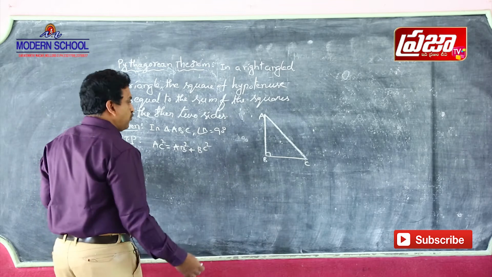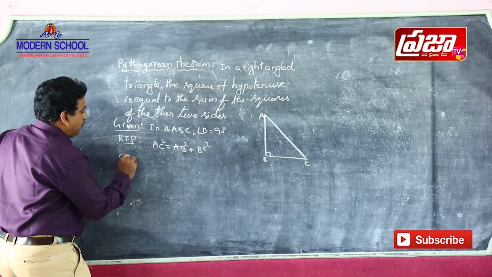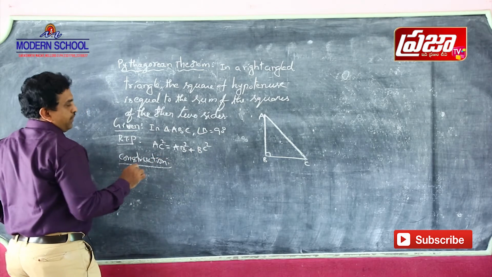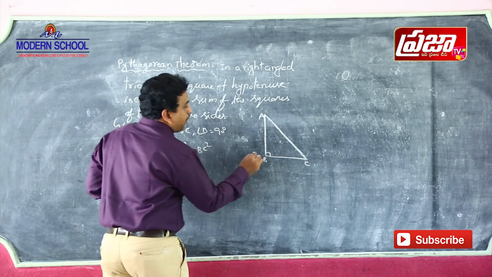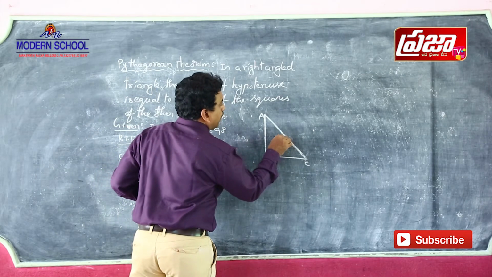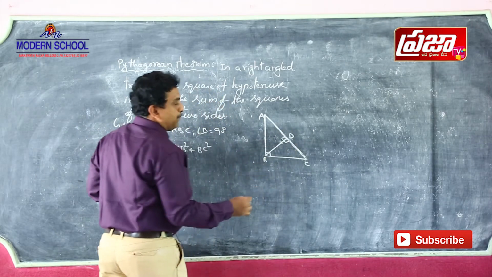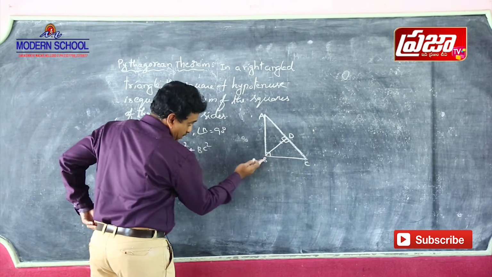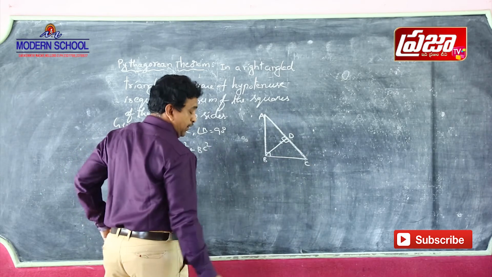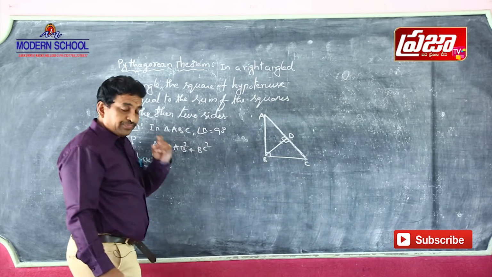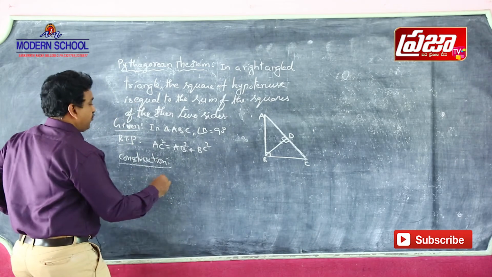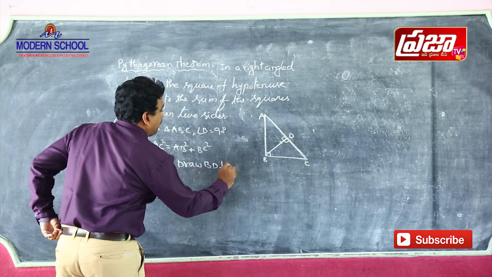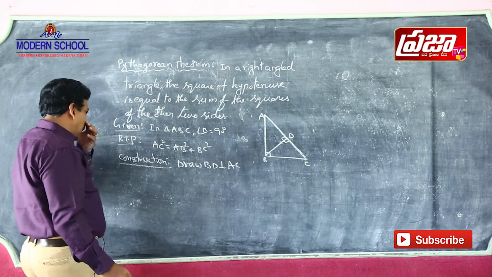To prove it, you have to do the construction part. The construction is: draw BD perpendicular to AC. In this triangle ABC, from the right angle, draw one perpendicular to the opposite side AC. That perpendicular is BD. So the construction is to draw BD perpendicular to AC.